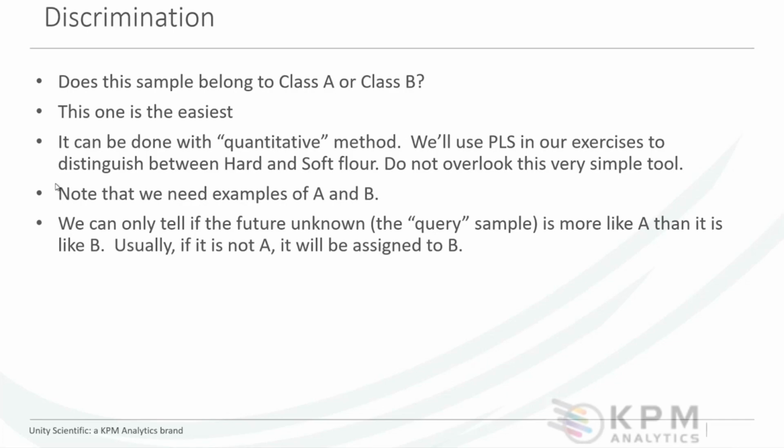One of the measurements we want to make is a discrimination. Does this sample belong to class A or class B? This is one of the easier ones to do. It can be done with a quantitative method. We're going to do this in one of the exercises, and we will use this to determine between hard and soft flour. One thing to note, and this is typical of all of our qualitative analyses, but we do need samples of both product A and product B, and we need to know the distinction, be very sure about our classification.